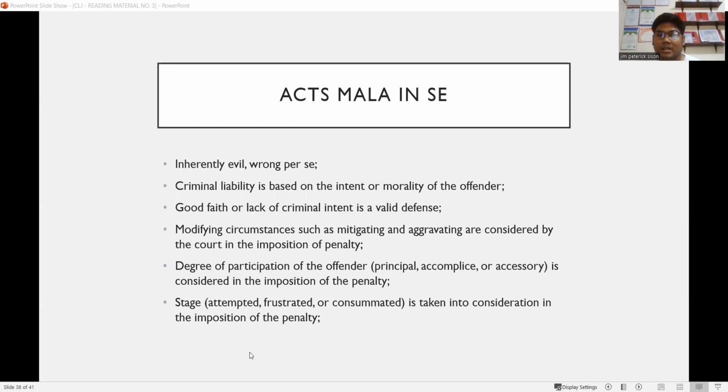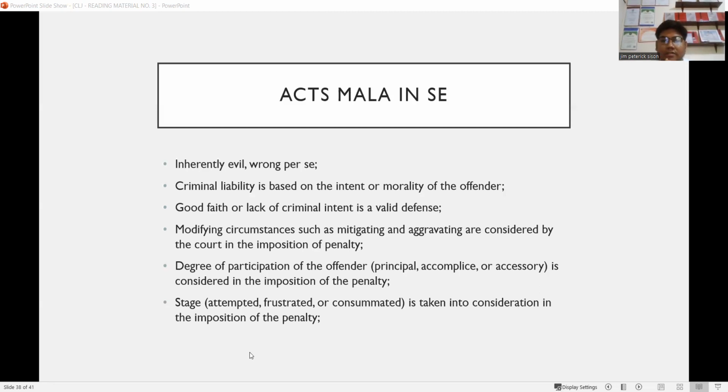So, criminal liability is based on the intent of the offender. And good faith or lack of criminal intent is a valid defense. Let's just say, in killing another person, the person acted through self-defense. So there's no criminal intent to kill, or there is mistake of fact. Okay. So good faith or lack of criminal intent may be a valid defense. So you can raise justifying circumstances like self-defense or mistake of fact.